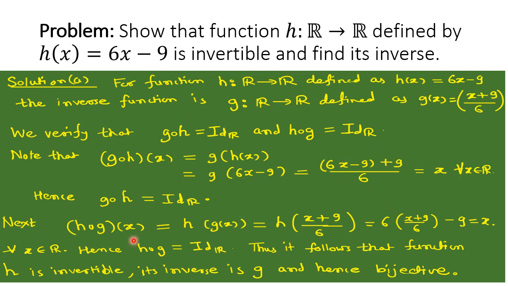For h composed with g, first I apply function g, so I'll get h of (x plus 9) divided by 6. That is, look at the definition of h, 6 times x, so it is 6 times this bracket minus 9. So 6 will get cancelled, and then 9 will get cancelled, and I will finally get x. Thus h composed with g is identity on R, and g composed with h is also identity function. Hence function g is the inverse function of function h, and function h is invertible.